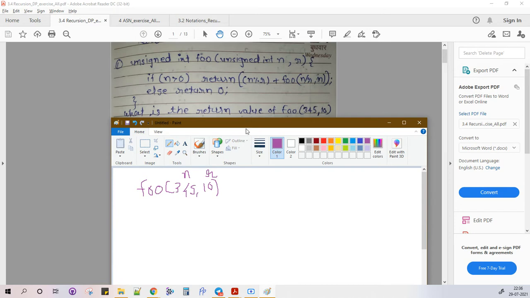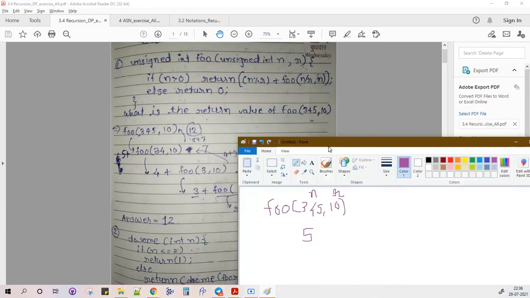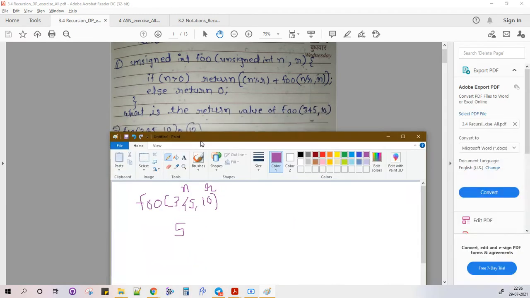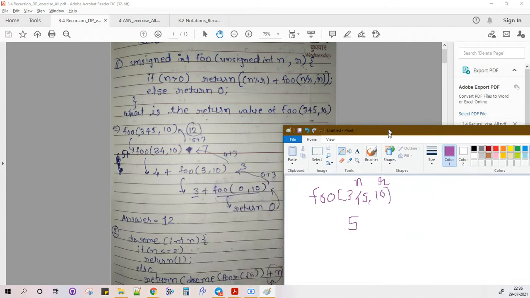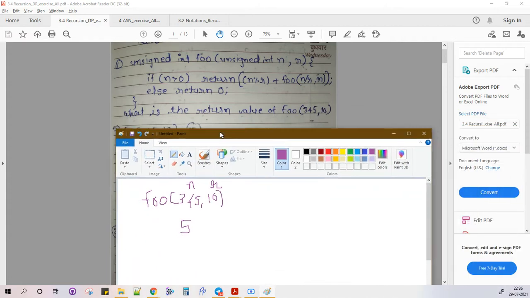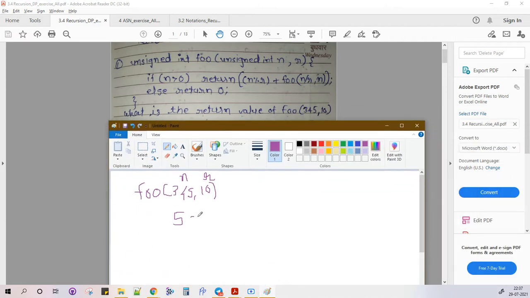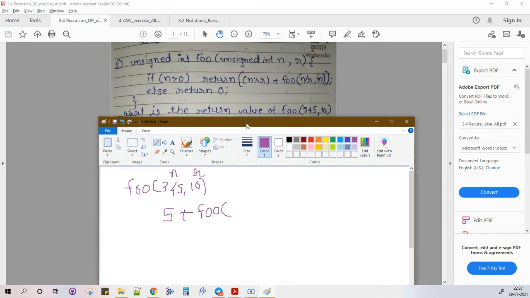So n modulo r, 345 modulo 10, is nothing but the remainder, which would be 5. Yes, 5 only. I was just looking at my notes, so let's not see the solution.